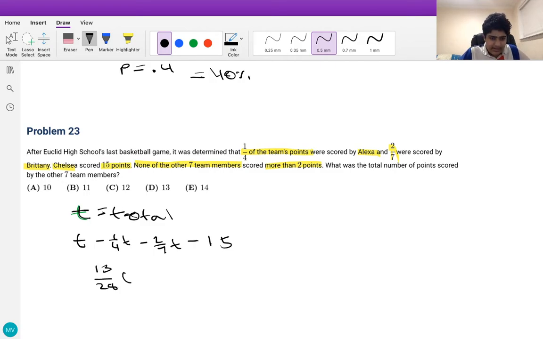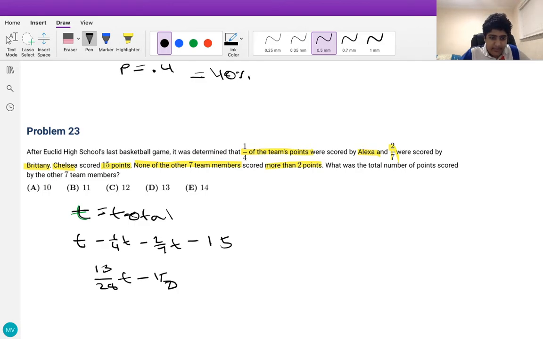And this minus 15 is our desired result. Now, we know that t is going to be a multiple of 28. And we also know that this value must be positive and also less than 14. So thus, t must equal 56. Because if t equals 28, this quantity will be -2. And if t is greater than 56, then this quantity will be greater than 14.